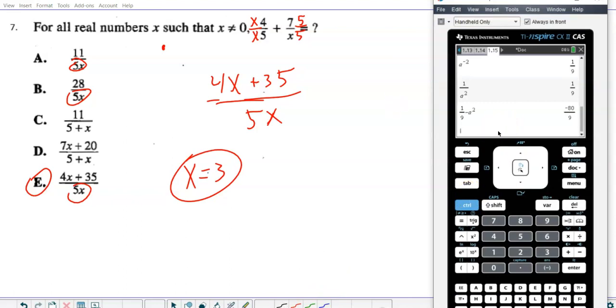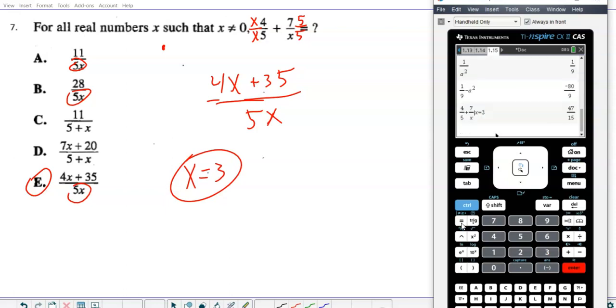So if I want to type in 4/5 plus 7, whoops, control divide, 7 over x. I'm going to put the vertical bar there. So control equals, we use that in our project. And so we're going to say x equals 3, my favorite number to plug in. It's going to give me some answer here, right?